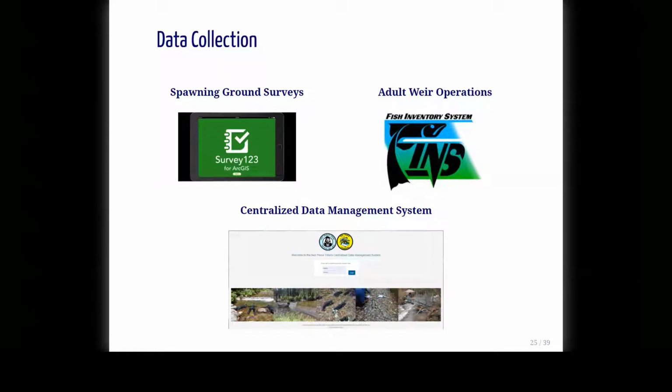The other piece of the puzzle to calculate NOSA, and particularly the escapement estimate, is the adult weir data. So our adult weir operations collect data in the field using the offline version of FINS, and a similar process. When those computers come back, they upload to the FINS online database.